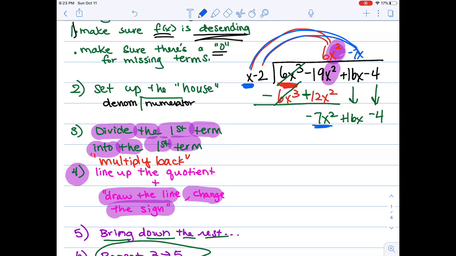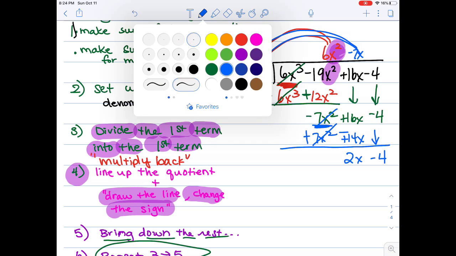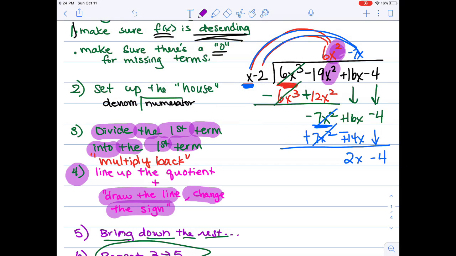Negative 7x times x is negative 7x squared. Negative 7x times negative 2 is positive 14x. Draw the line, change the signs. This first term should cancel, and we end up with 2x, bring down the rest, and now we repeat again. I'm going to do this time in purple. We're going to go the first term into the first term.